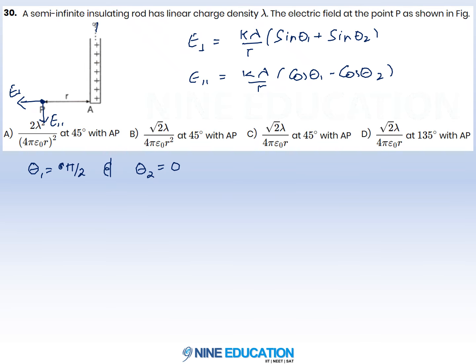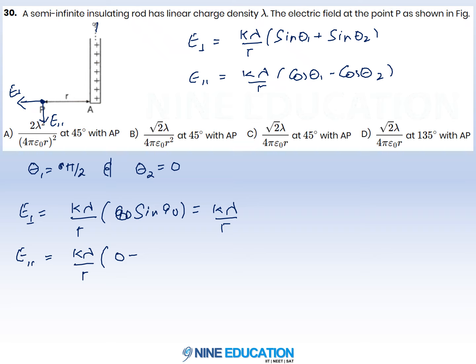So on putting the values you will get E perpendicular equals k lambda by r sine theta 1, where theta 1 is 90 degrees, so sine 90 is 1. So we are getting k lambda by r. And E parallel becomes k lambda by r times (0 minus cos theta 2)... cos 0 is 1. So we are getting minus, but since I am taking the magnitude I can ignore the minus sign, it becomes also k lambda by r.